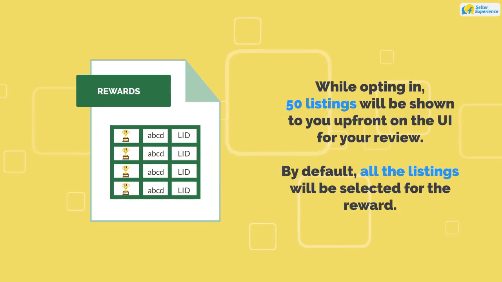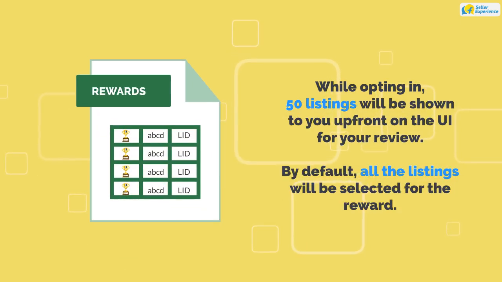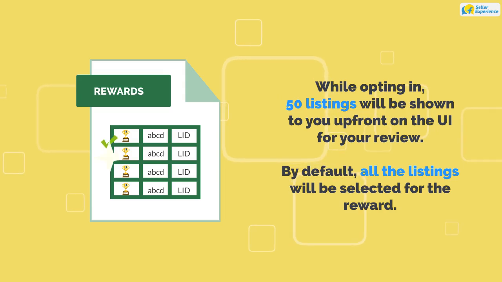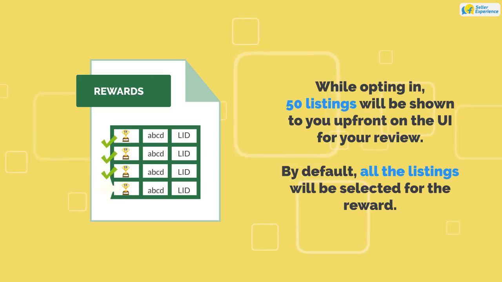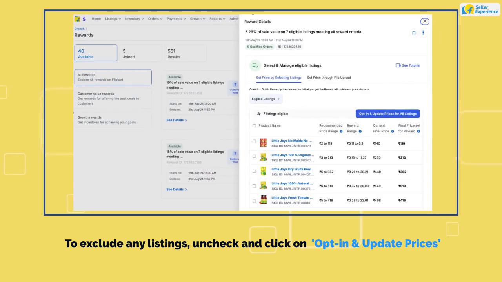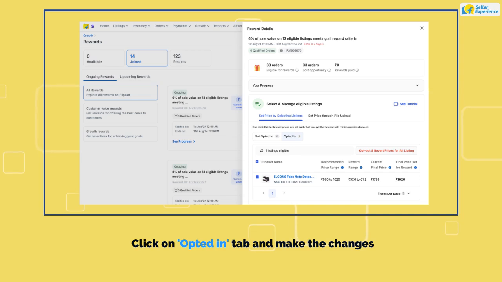While opting in, 50 listings will be shown to you upfront on the UI for your review. By default, all the listings will be selected for the reward. However, if you want to exclude any listings, you can uncheck the listings and click on Opt-in and Update Price. If you have opted into any listings and you want to opt them out, you can click on Opted in tab and make the changes.